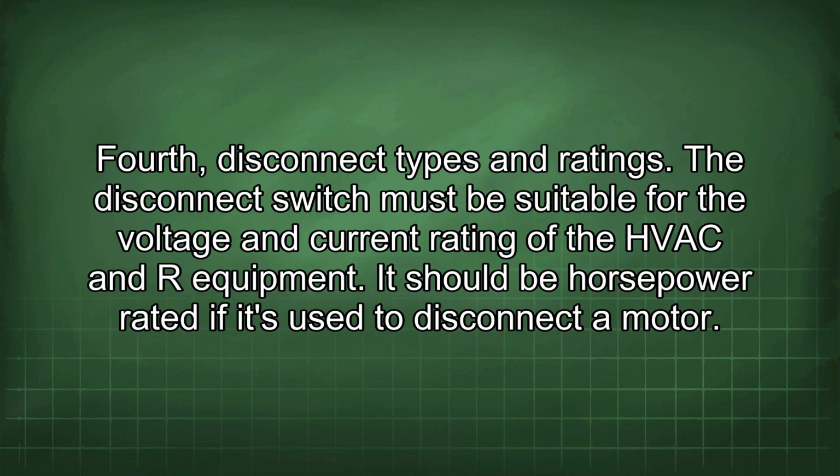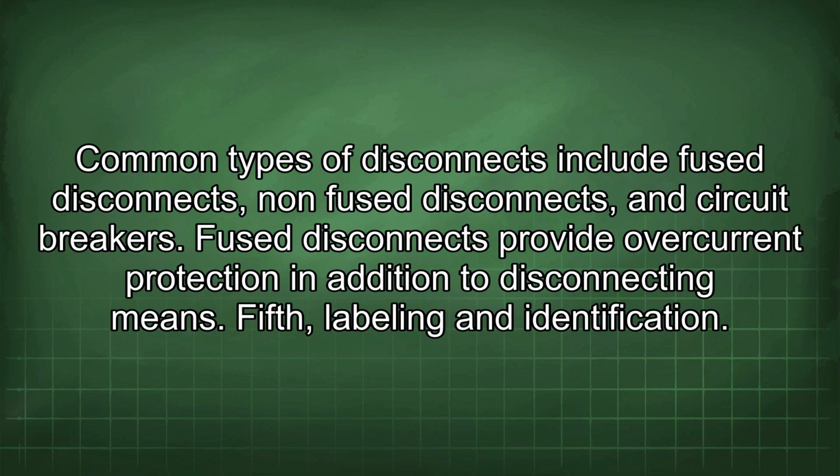Fourth, disconnect types and ratings. The disconnect switch must be suitable for the voltage and current rating of the HVAC and NAD equipment. It should be horsepower rated if it's used to disconnect a motor. Common types of disconnects include fused disconnects, non-fused disconnects, and circuit breakers. Fused disconnects provide overcurrent protection in addition to disconnecting means.